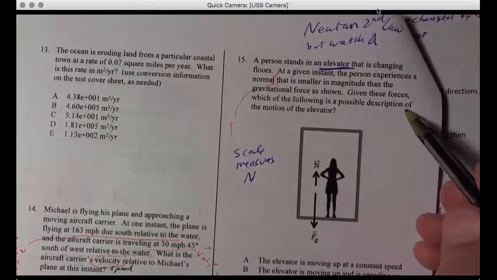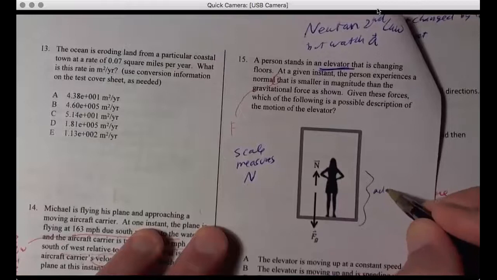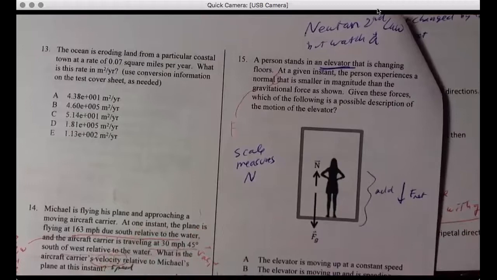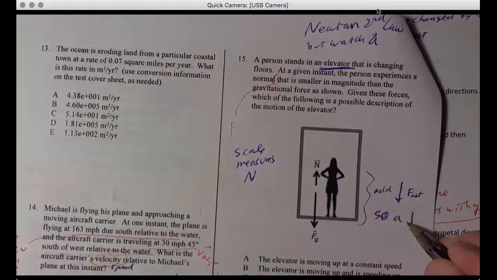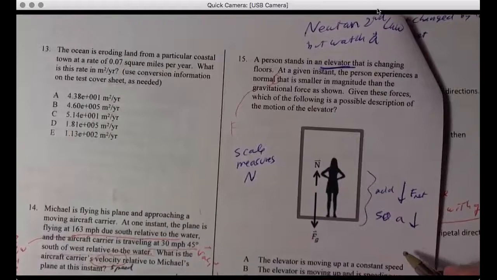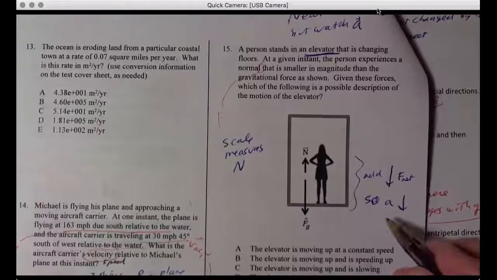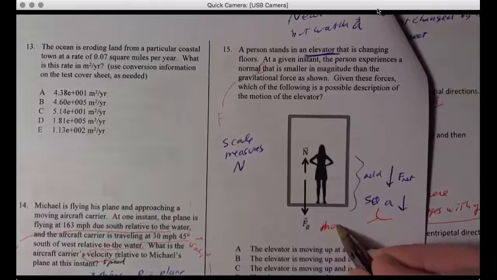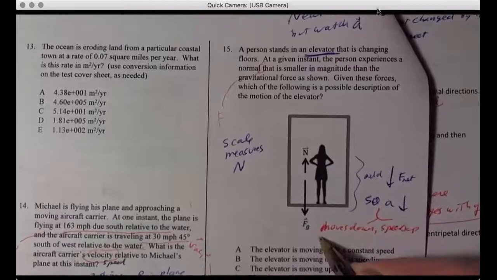Well, if you add those, you have F net had to go, better go down. And so a had better go down. So what does a down mean? It means if it's going down, it moves down and speeds up, or it moves up and slows down.